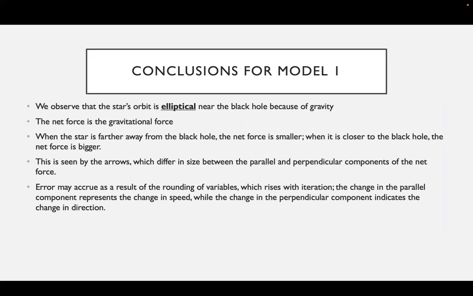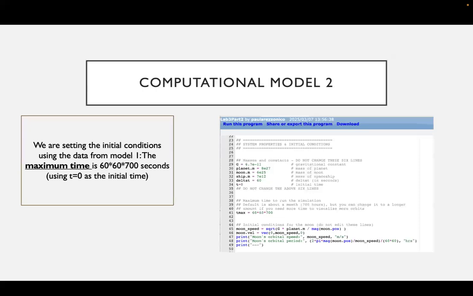The star's orbit is elliptical because of gravity. The net force is the gravitational force. When the star is farther away from the black hole, the net force is smaller, and vice versa. This is seen by the arrows, which differ in size between the parallel and perpendicular components. Errors may result due to the rounding of variables, and it should be noted that the parallel component represents the change in speed, and the perpendicular component indicates change in direction.